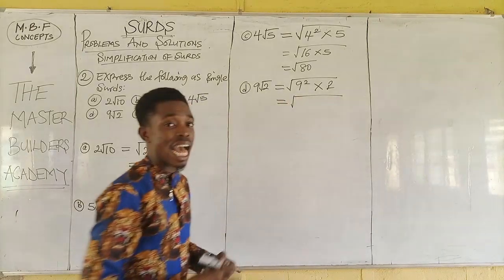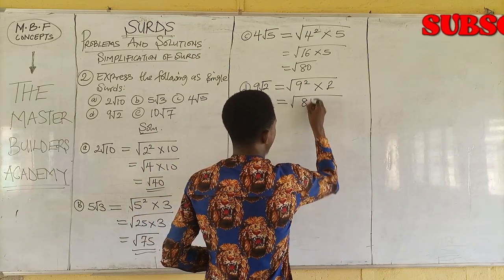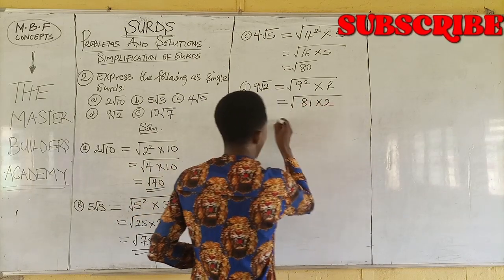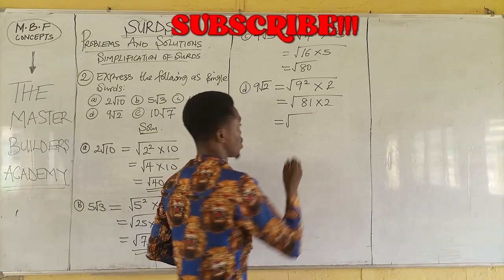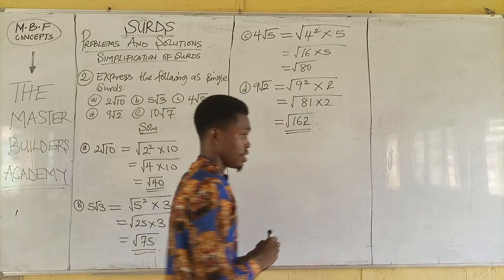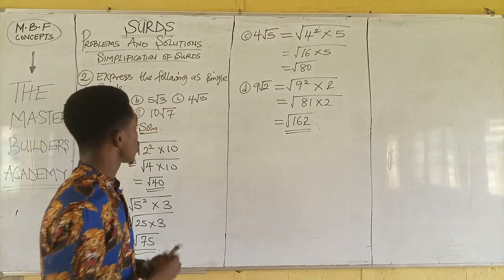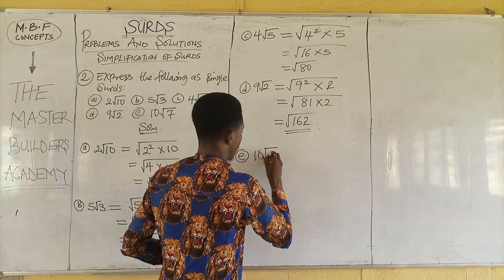And now, guys, what is 9 square? 9 square means 9 times 9. And 9 times 9, guys, is 81. So we now have 81 times 2. And guys, the next thing we have here is 81 times 2. We are going to have 162. This is it.